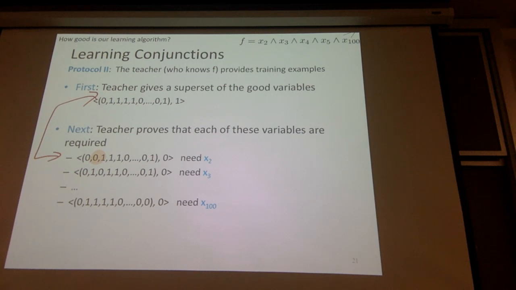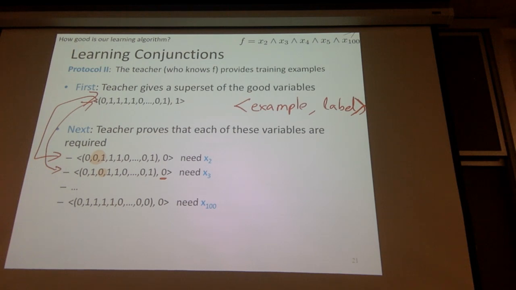The next one, the teacher would turn off x3, and comparing the original example and the most recent one, turning off x3 makes the function value 0. So the notation I'm using is example, comma, label, with an angle bracket, so the function value becomes 0, and that means x3 is needed.